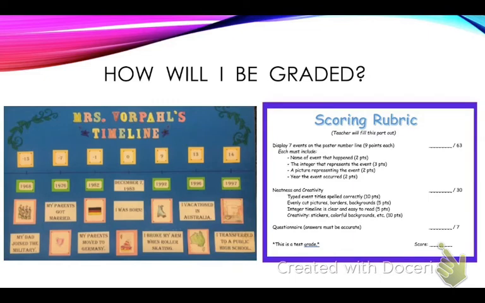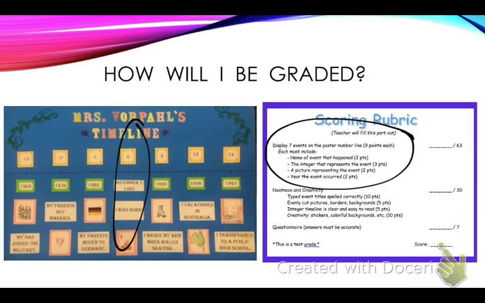So if I could have you guys look at the paper right here that says integer questionnaire, and at the bottom half it says scoring rubric. On this scoring rubric, it's letting you know exactly what it is that I am going to be looking for as I grade your project. This first part, let's look at it up here. Display 7 events on the poster timeline. Okay, so remember we've got our birthday here in the middle, and then there are 3 before and 3 after. So those are going to be the 7 events that you're displaying.